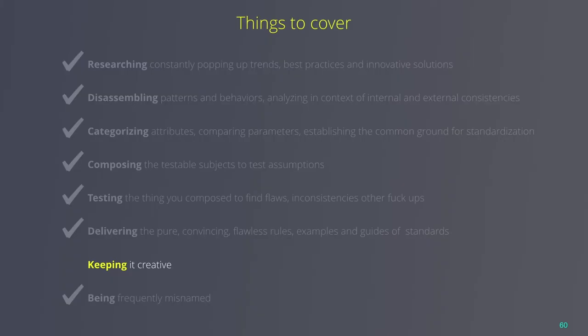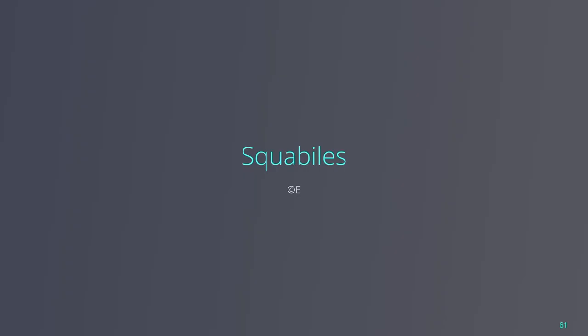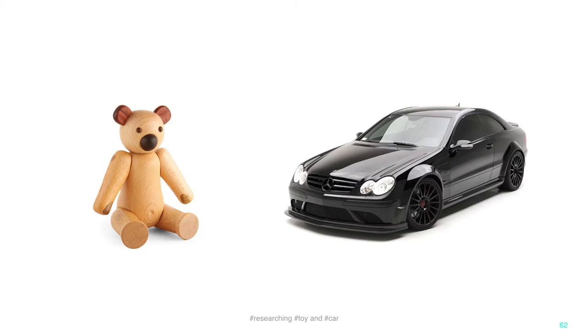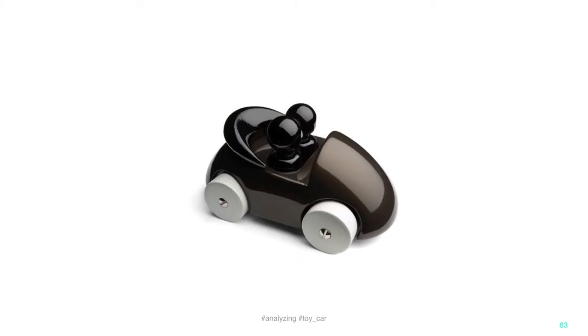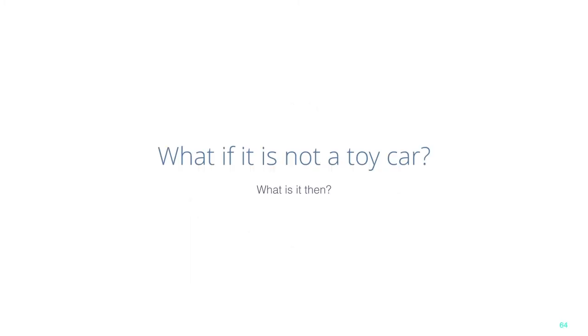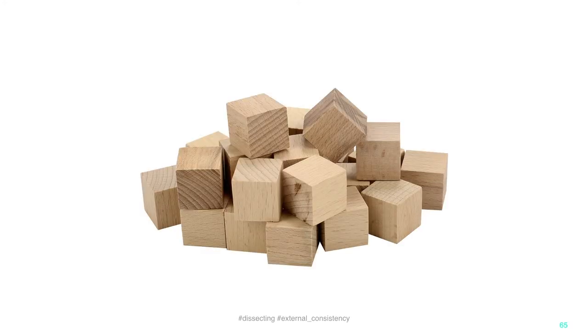Now about keeping it creative. I think it's the most complicated topic, but I brought a couple more projects to show, and this is copyrighted to me, E Square vials, a set of objects that evolved from a question. What happens if I take a toy and a car and combine those? The obvious answer would be a toy car, right? But if we go with the denial approach, what if it's not a toy car? What is it then? Well, it's a wooden block.